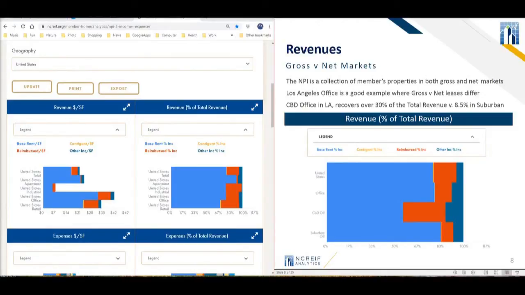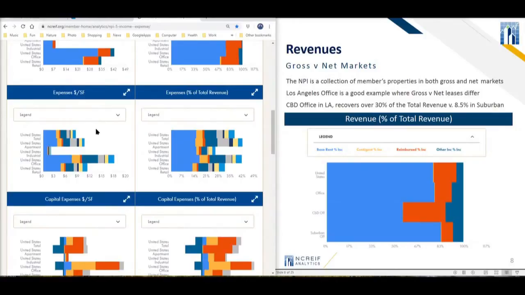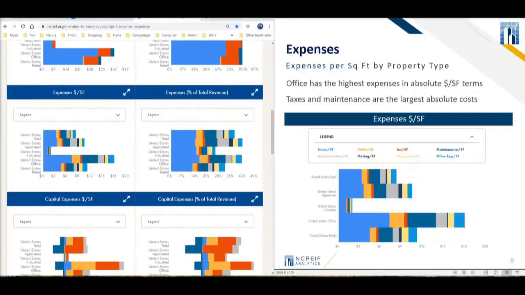with different markets. This dichotomy shows up particularly well in Los Angeles, where the CBD market receives 55% of the revenue from base rent, versus the suburbs, which receive 80% of its revenue from base rent. This implies Los Angeles favors net leases in the CBD and gross leases in the suburbs.